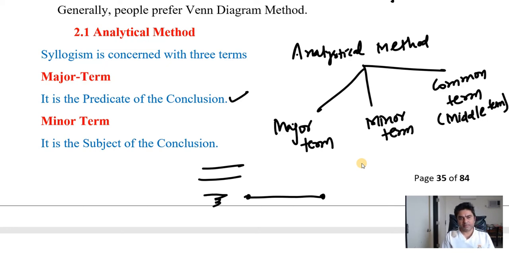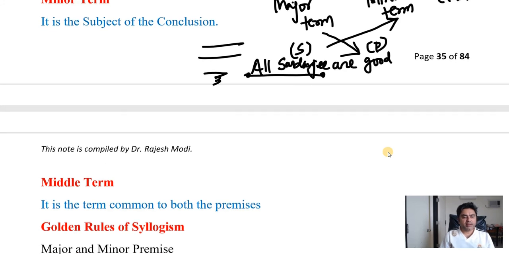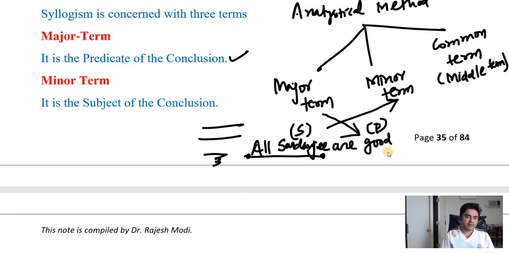And the middle term is the term common to both the premises. So let's say the premises are given, for example, all Sardarji are good, Mohit Singh is a Sardarji. Now, if you look at these two sentences, Sardarji and Sardarji are common. So you can say Sardarji is the middle term also. Understand the middle, major and minor term.